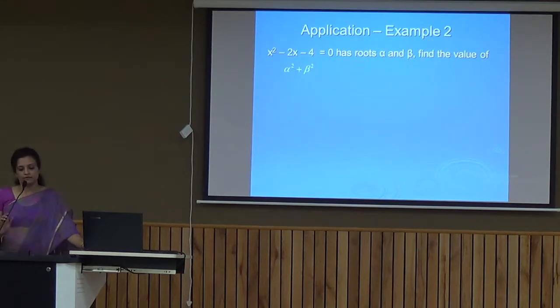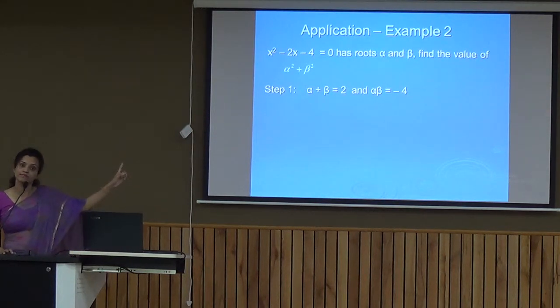Now here, find the value of alpha square plus beta square for a different polynomial. Now in your minds, let's do it orally. There is nothing to write here. A is 1, b is minus 2, c is minus 4. What is going to be alpha plus beta? Quickly. No, it is not minus 2. It's going to be plus 2. Why plus 2? Because it is minus b by a. b is already negative here, so minus b by a is going to be positive. Same way, alpha beta is minus 4.